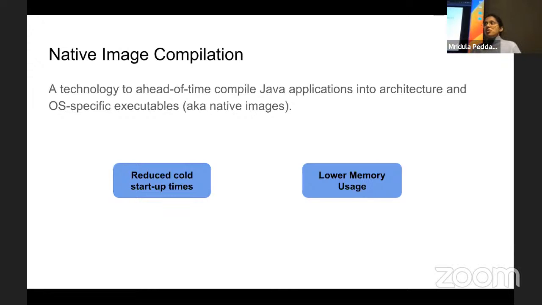Normally native images don't really require a JVM to run. And that allows us to get rid of a lot of the infrastructure and metadata that would otherwise be necessary for a standard Java application. So that's a bit about the benefits on a high level.